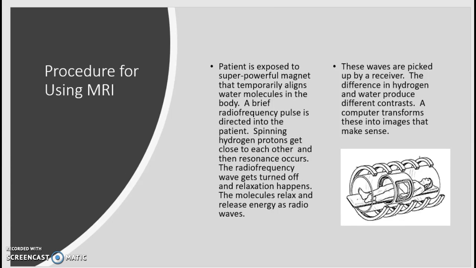The procedure for using an MRI, this comes straight from the book because I couldn't figure out how to put it easier and shorter. So the patient is exposed to a super powerful magnet that temporarily aligns water molecules in the body. A brief radio frequency pulse is directed into the patient. Spinning hydrogen protons get close to each other and then resonance occurs.